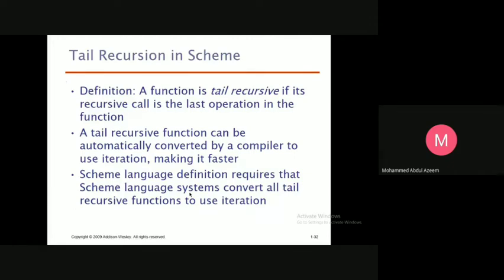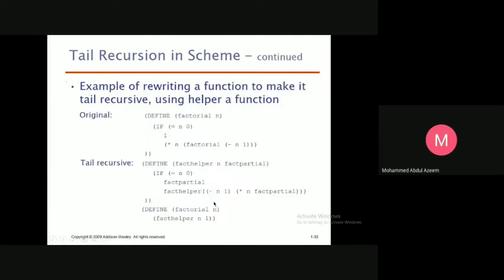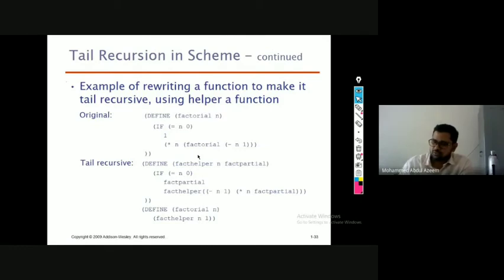For example, take the factorial of a number. This is the normal way of writing a recursive function in Scheme. Before that, let us see the difference between normal recursive and tail recursive. If n equals 0, what has to be written? 1 has to be written.